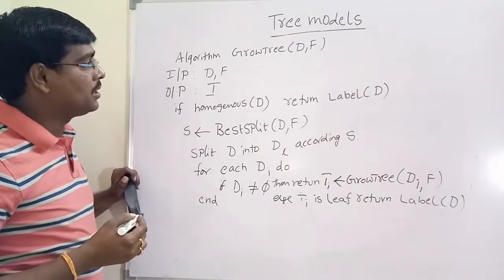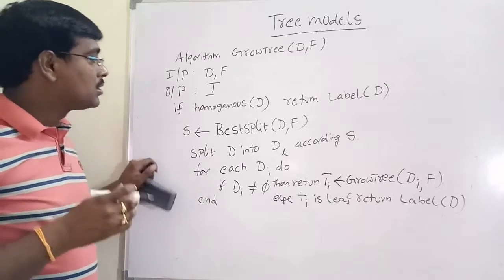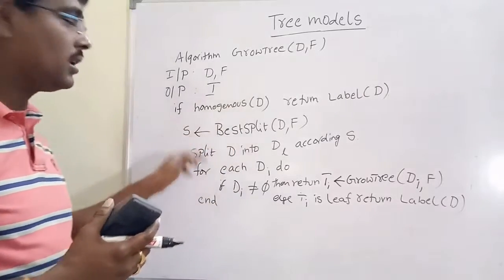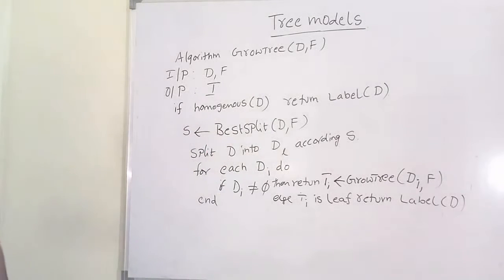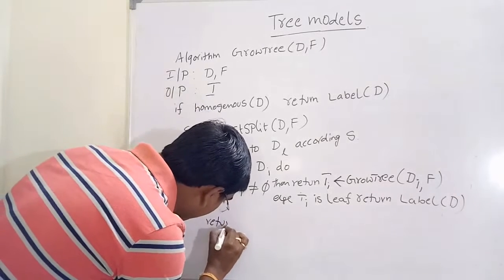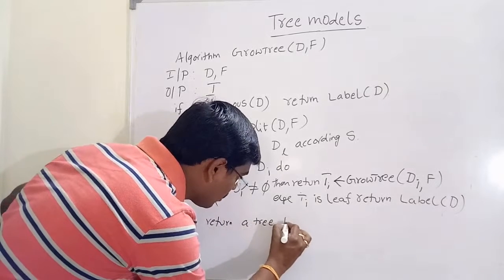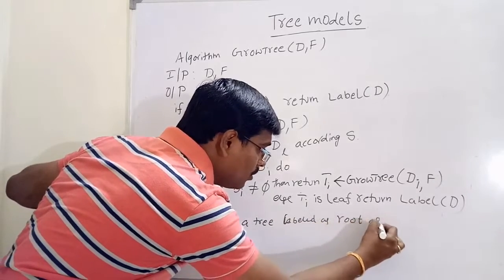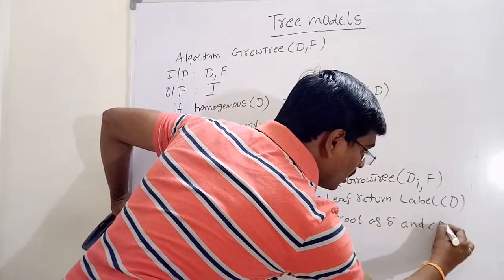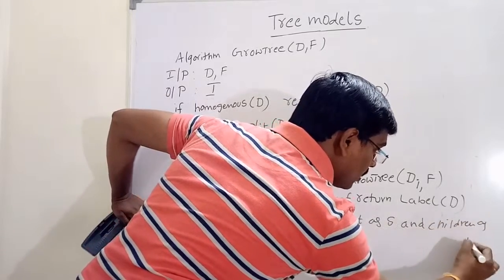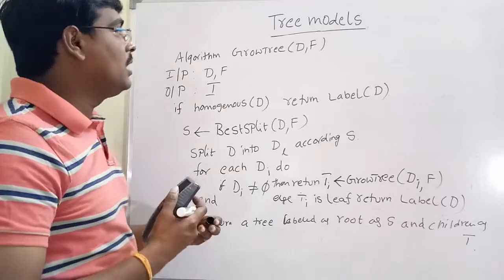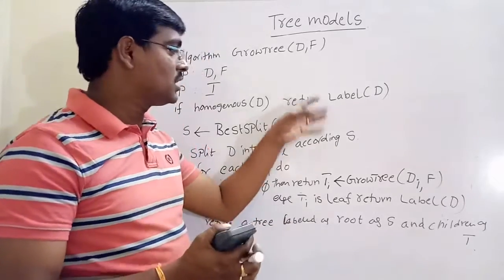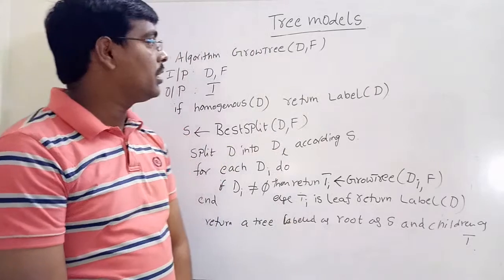And the final step: after constructing all these subtrees, return a tree labeled with S as the root and the children as T. This is the GrowthTree algorithm. This is the generic algorithm for all the tree models.